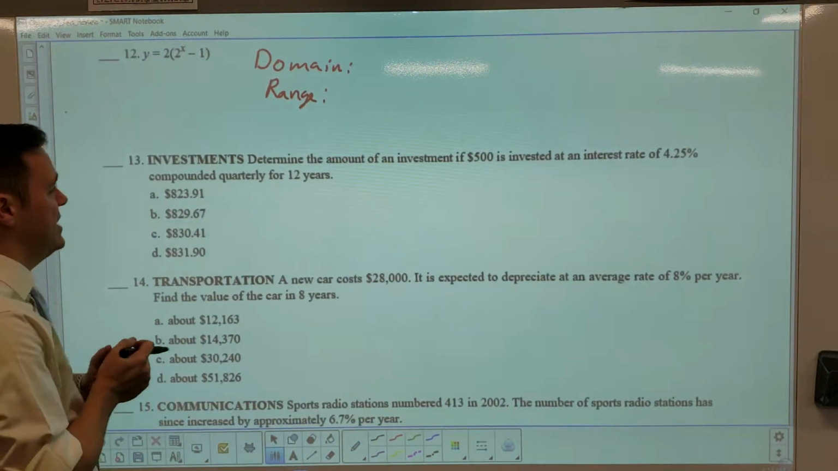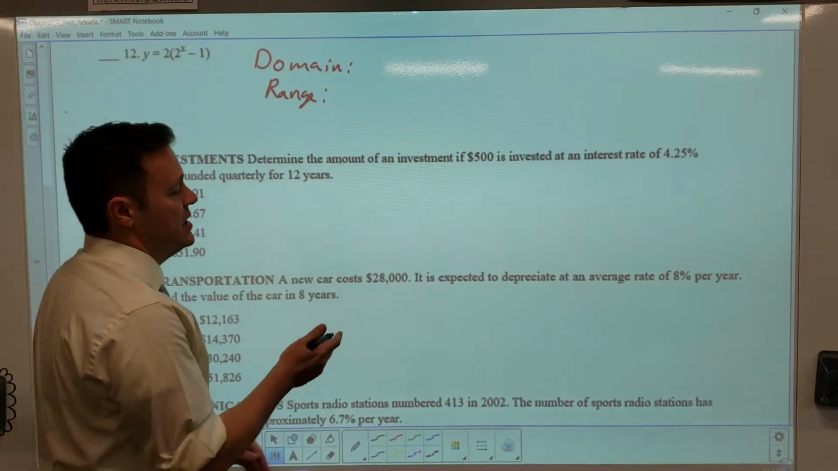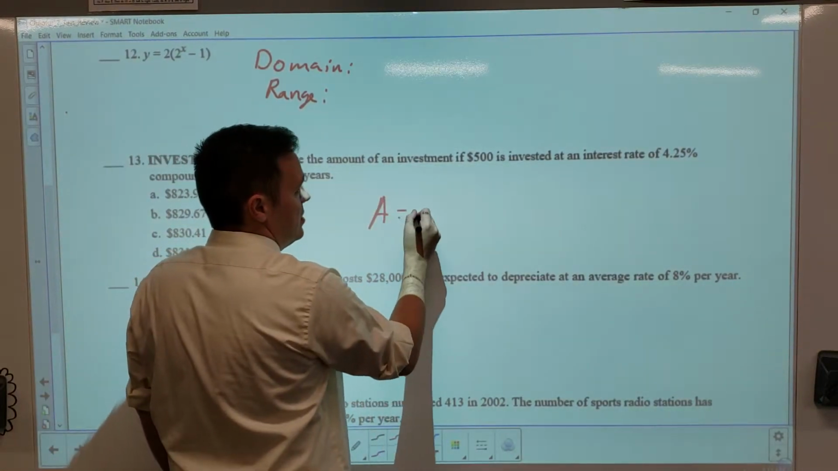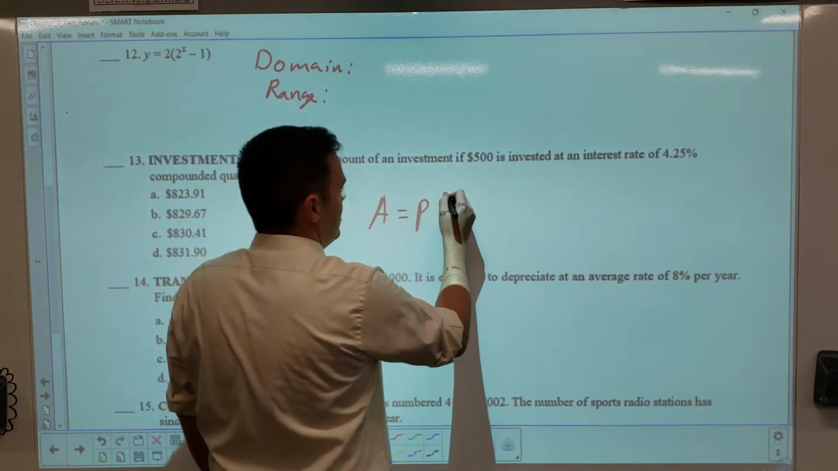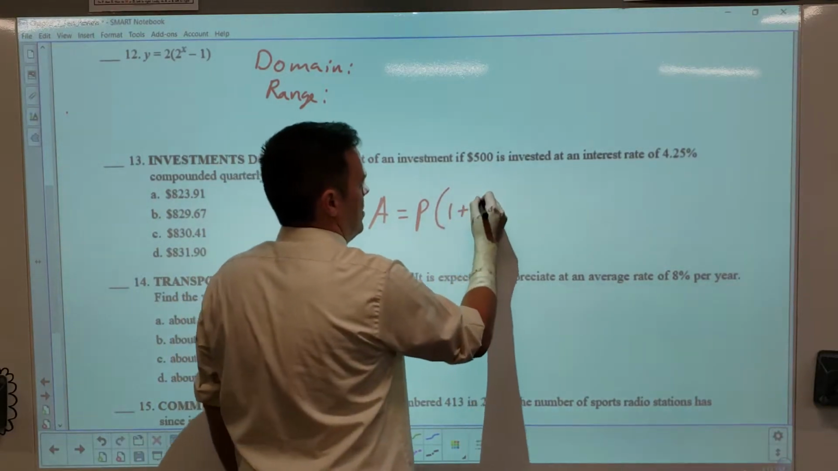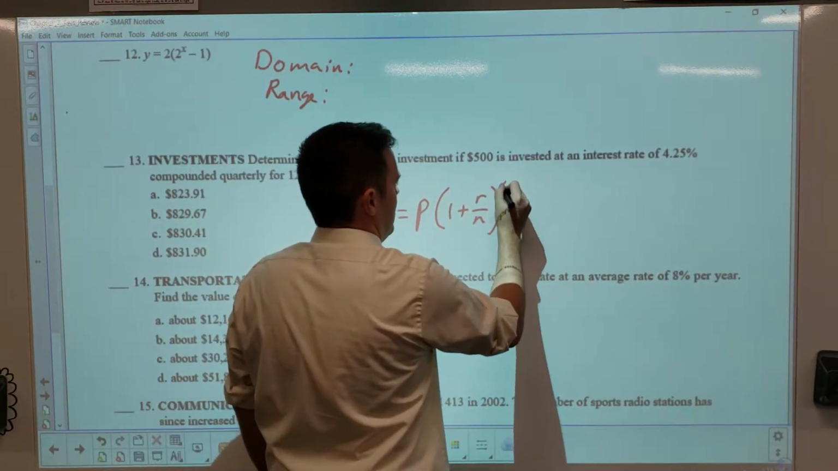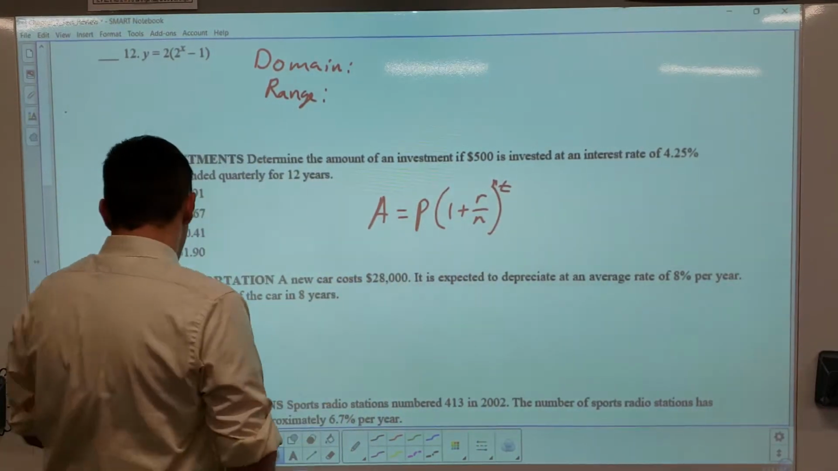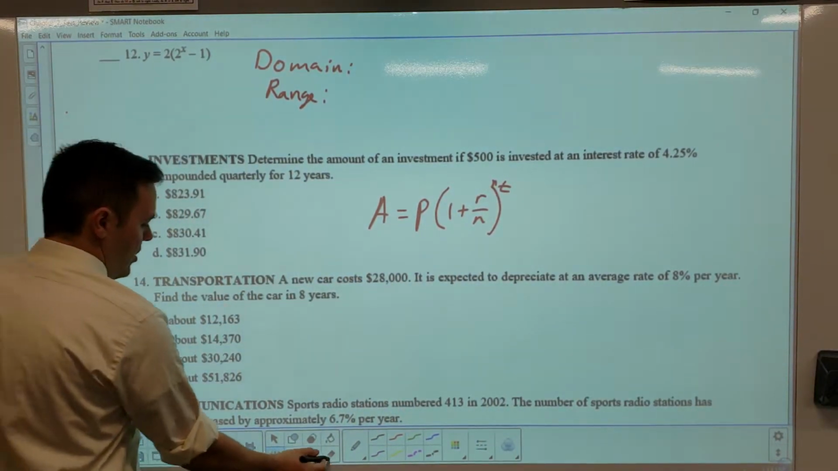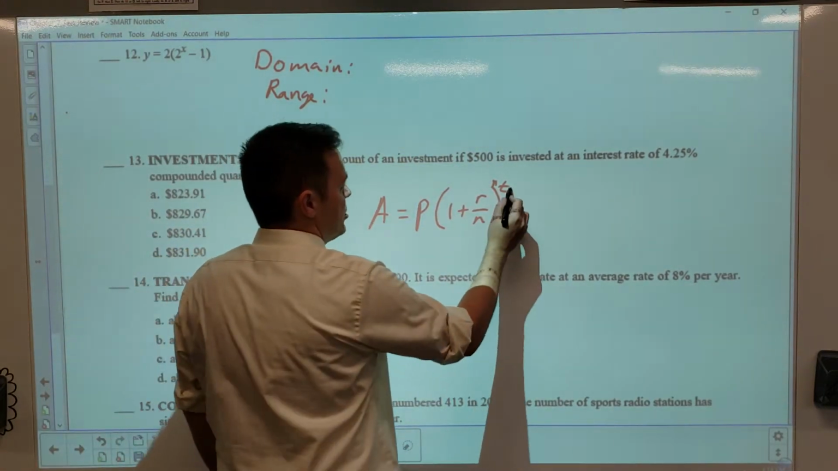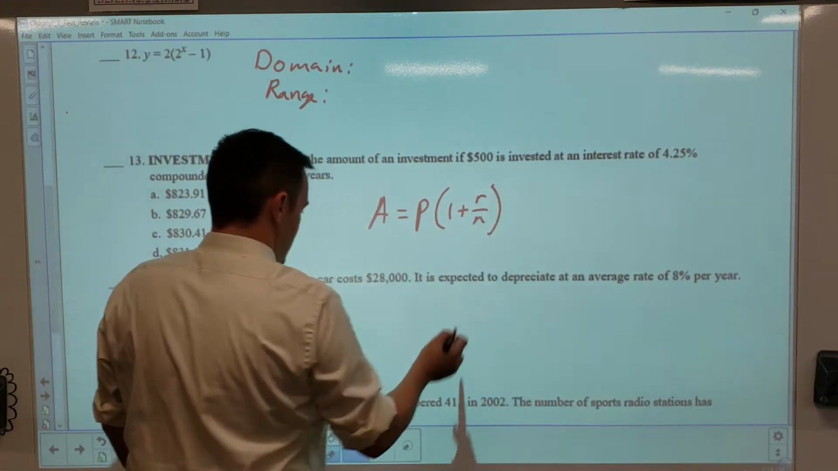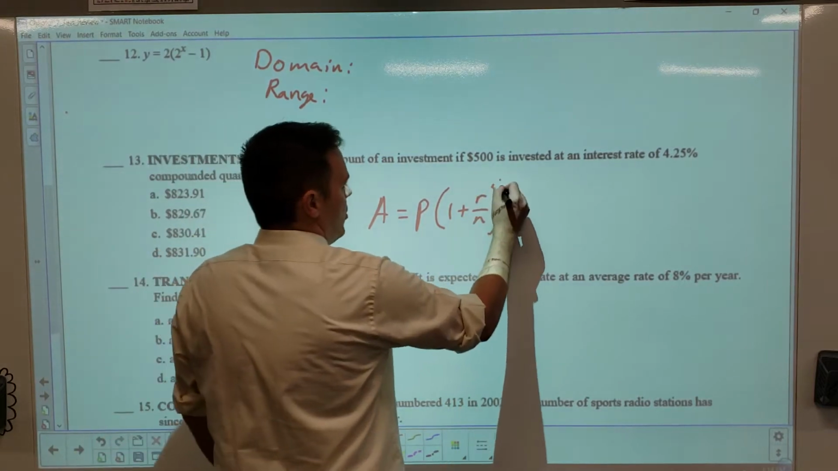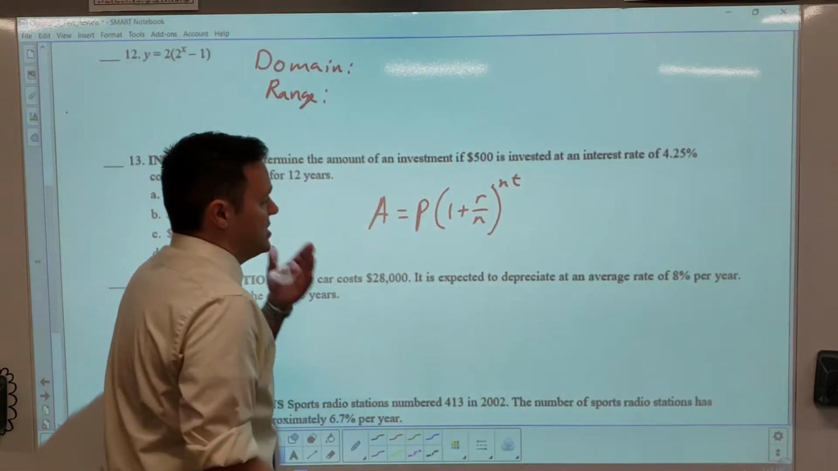And last but certainly not least, investments. Determine the amount invested, okay? Here is the formula. All right, and oops, I forgot another n. So it's n times t. Big thing to remember for tomorrow, okay, is I want to make sure you guys fully understand that n to the t. Okay, so what does this represent?